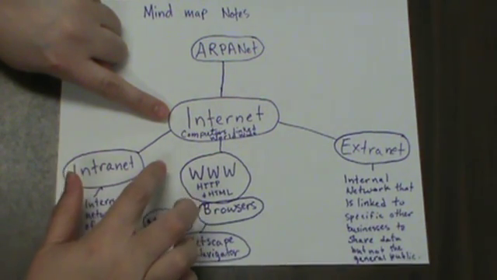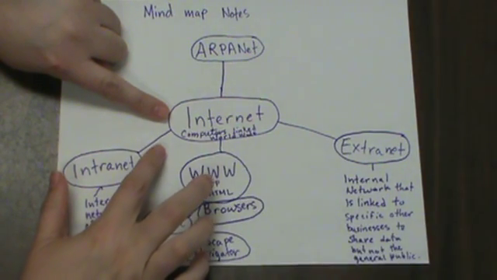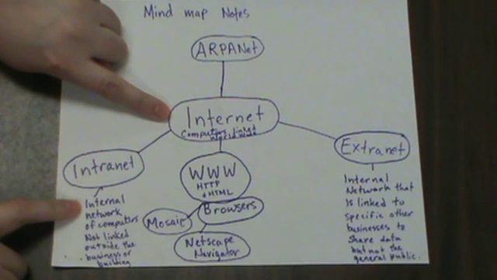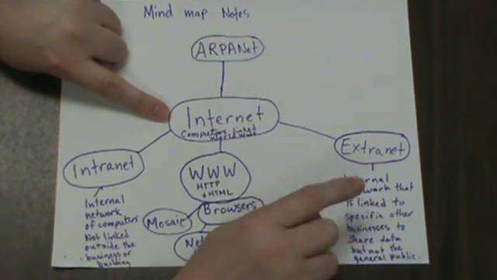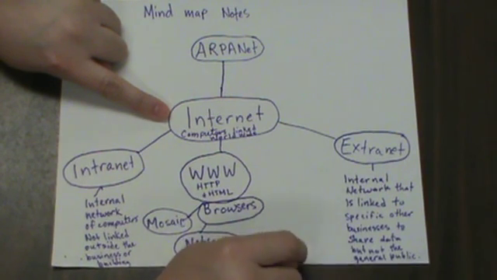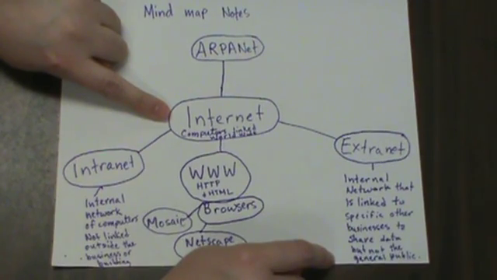As well, I want to talk about the different kinds of networks, so I branch off from the internet into the intranet and explain that that's an internal network that is linked to no outside computers. And then I talk about the extranet and the fact that that's an internal network that is linked to specific other businesses, such as suppliers or vendors that you use.